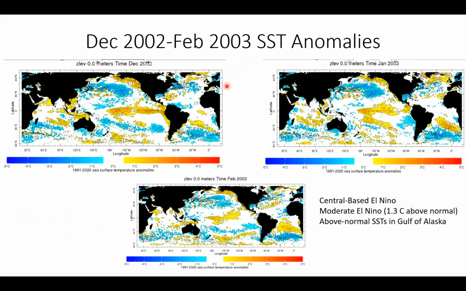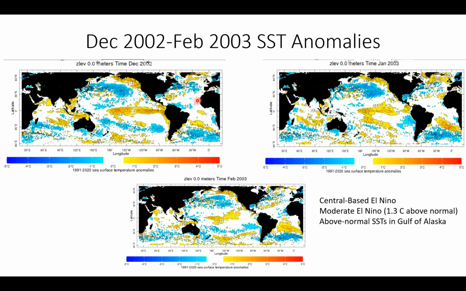First, let's start off by taking a look at the sea surface temperature anomalies in the Nino 3.4 region from December 2002 through February 2003. Now, for the sea surface temperature anomalies, I just look solely at the winter months, December, January, and February. I have December of 2002 up here in the upper left. I have January of 2003 upper right. And then I have the bottom here, this is February of 2003.